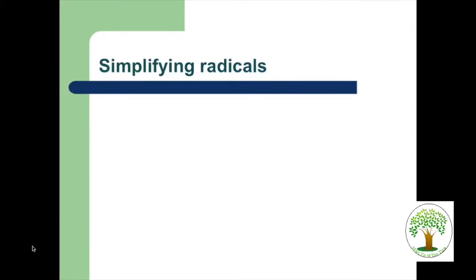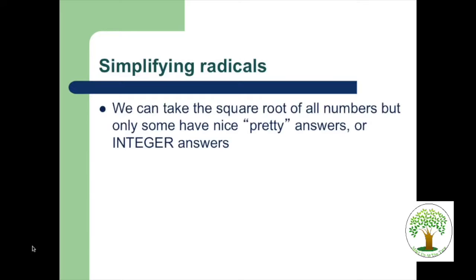Simplifying radicals. This is review, okay? So this first stuff will be a little bit of review. There are no fill in the blanks, it's right on your note sheets. We can take the square root of all numbers, but only some of them have what I call pretty answers, or the technical word is integers. So not all of them are beautiful. These are some examples of ones that actually come out with integer answers.